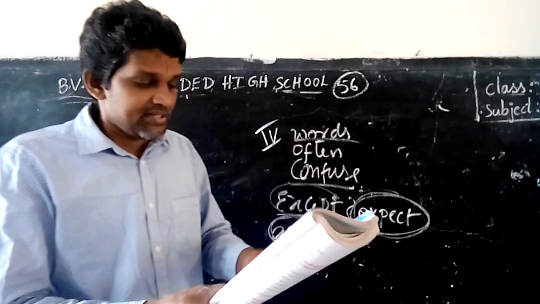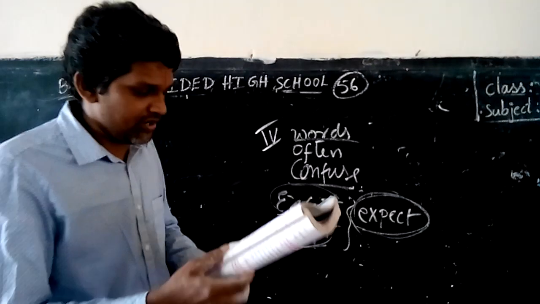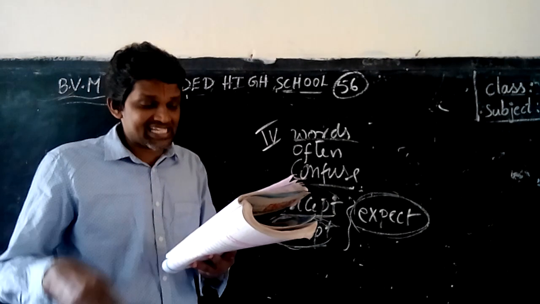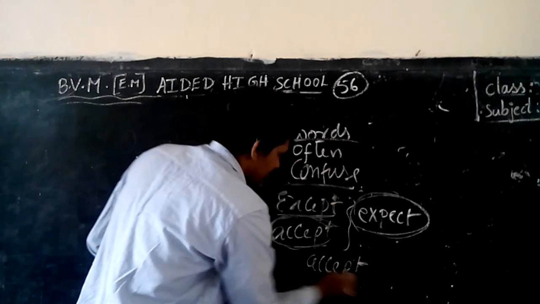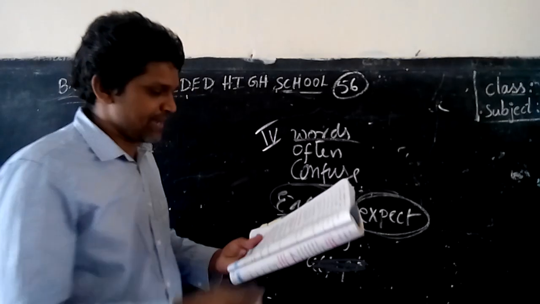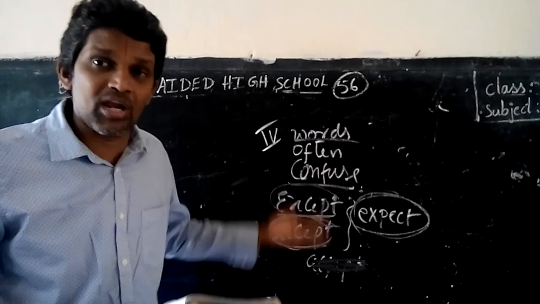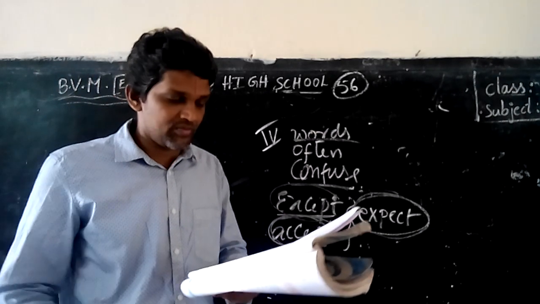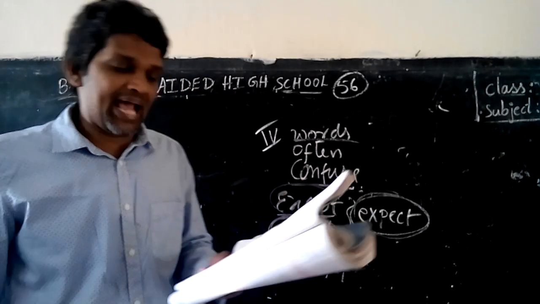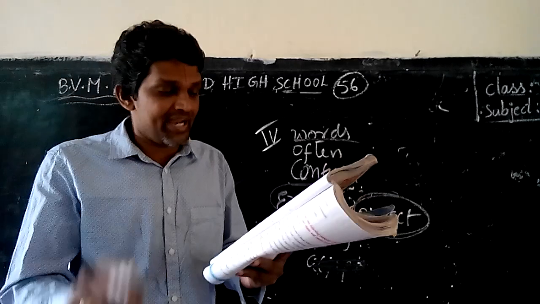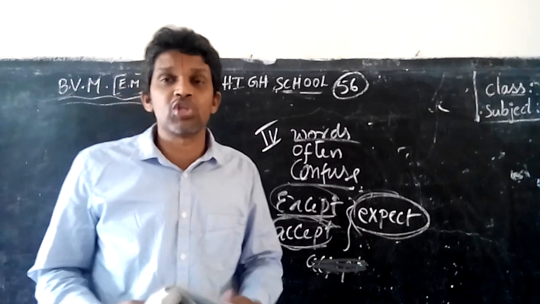The second one, accept. The slacker did not accept the proposal. Accept is also there. So accept means to allow. That's what I told now. So in the above sentences, the words expect and accept sound alike but have different meanings and spellings. Spellings are different and meanings are also different.